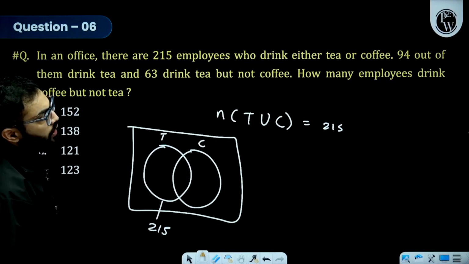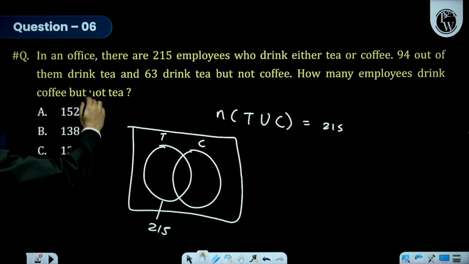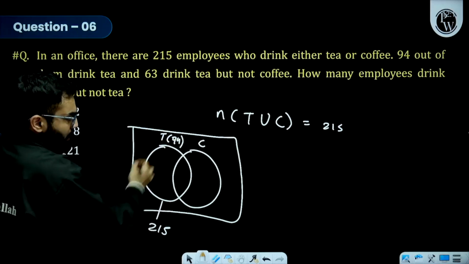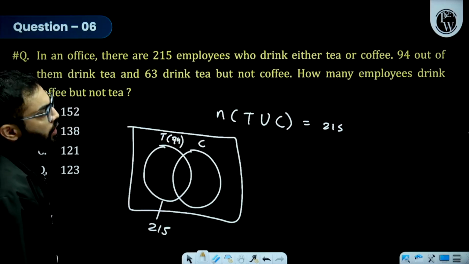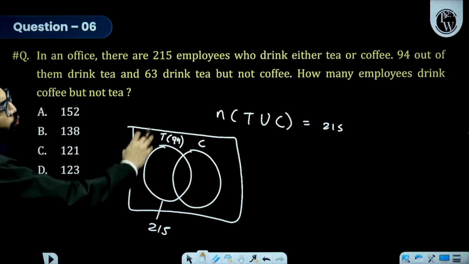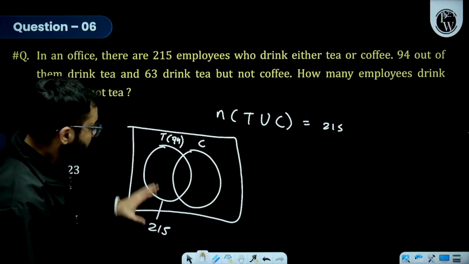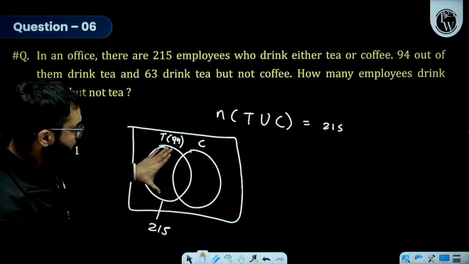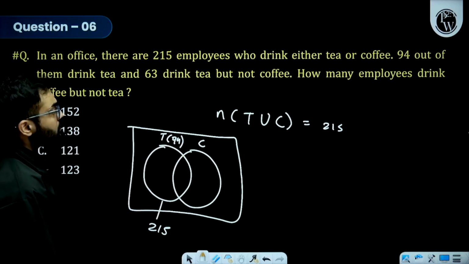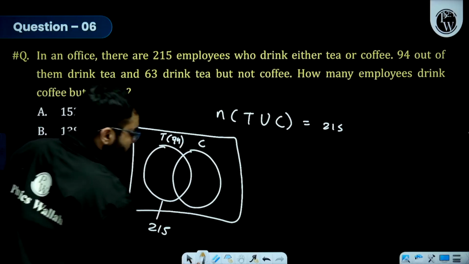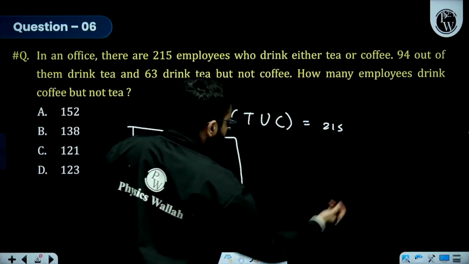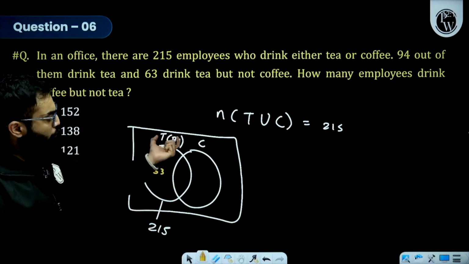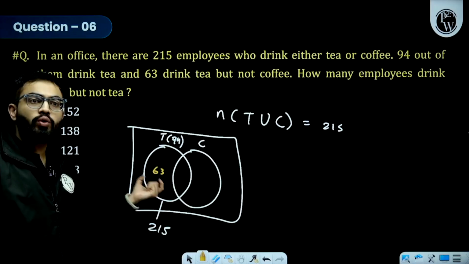Then we have been told that there are 94 out of them who drink tea. So the number of people who drink tea is given to us as 94. This entire set is 94. And there are 63 people who drink tea but not coffee, so basically we'll have to remove this part. This region is given to us as 63, so let us note this down as 63. So out of 94, there are 63 people who drink tea but not coffee.